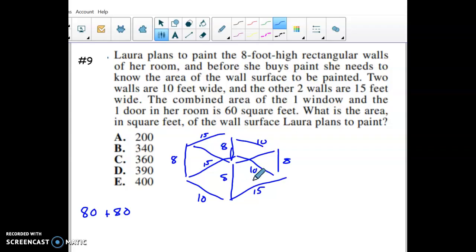So this wall and this wall would be 15 times 8, which would be 120. So we've got 120 plus 120. So that would be all the area total would be 400.